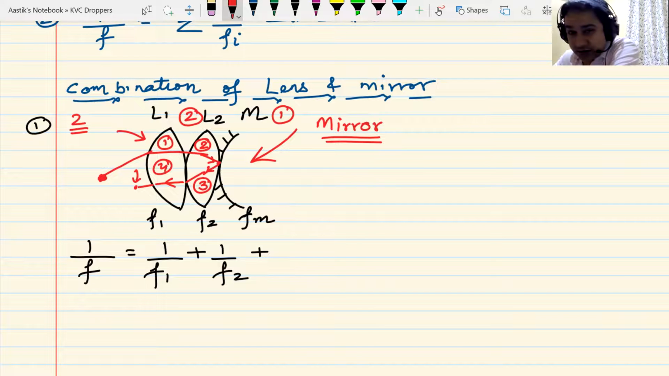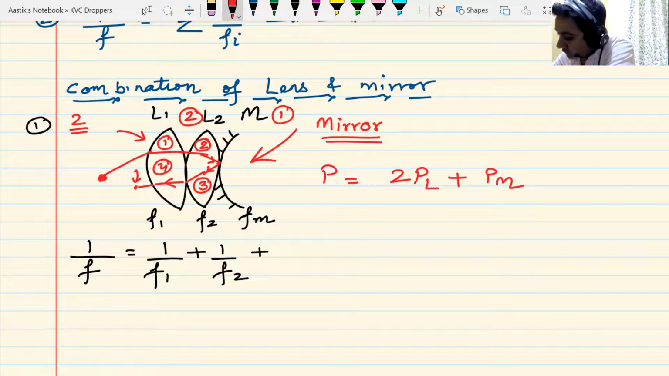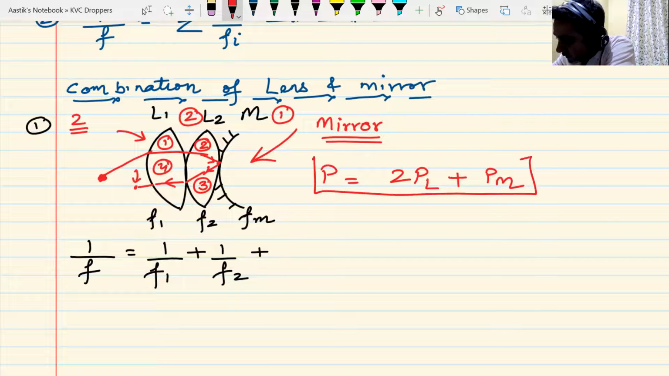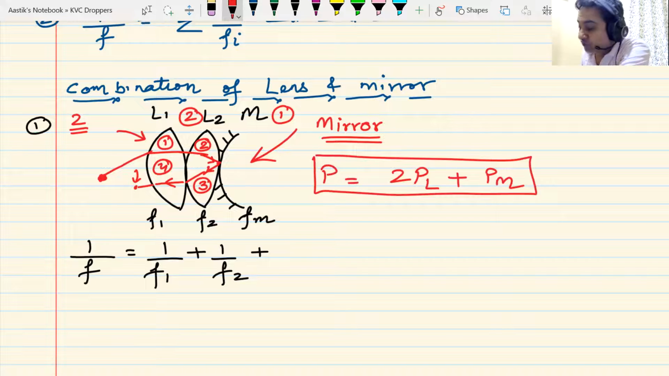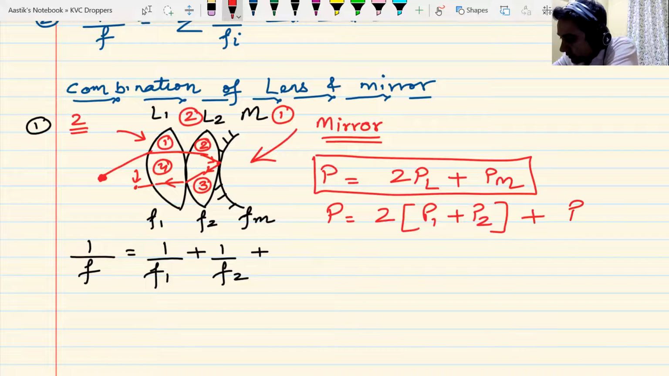Now, how do I get the power of this combination? The power of this combination will be 2 times the power of the lens plus the power of the mirror. Do we understand this? Yes sir. Why is the power of the lens multiplied by 2? Now there are two lenses here, so the formula will become 2 times P1 plus P2, plus the power of the mirror.